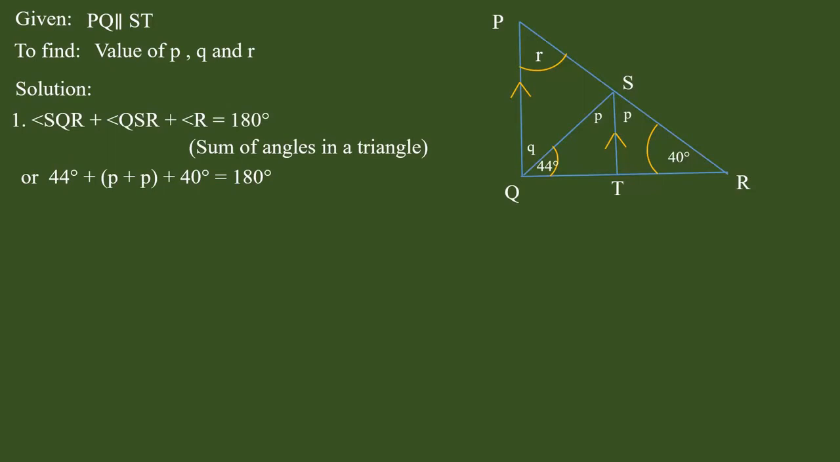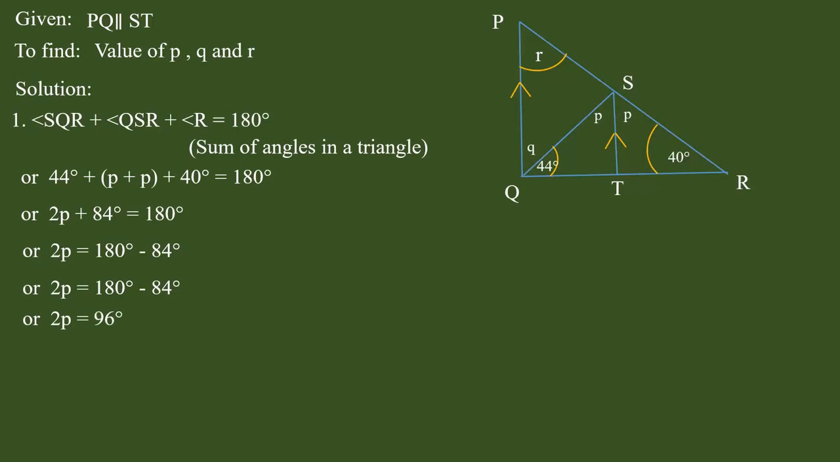Got it? So let's calculate this one. Twice P plus 84 degrees equals 180 degrees. And that will get 180 degrees minus 84 is twice P. Okay, I've written the same. So twice P is 96 degrees, which gives the value of P. If we divide 96 by 2, we'll be getting 48 degrees.